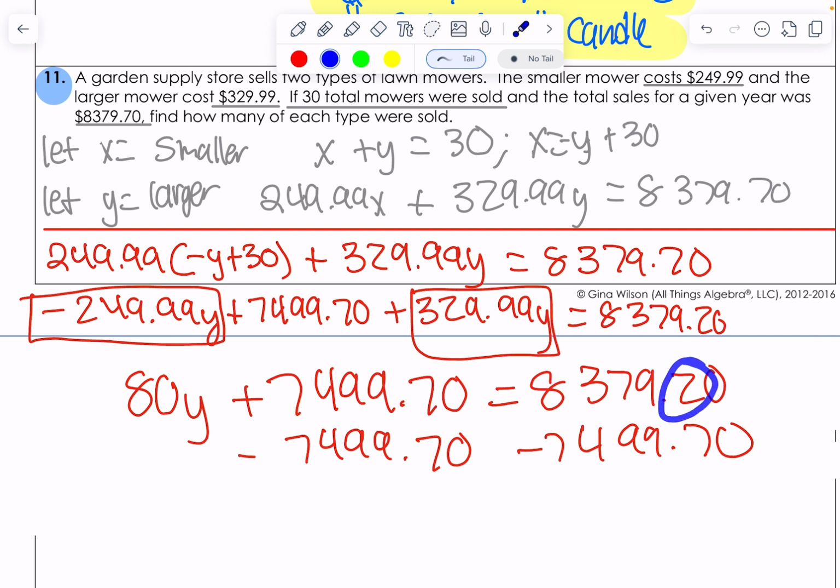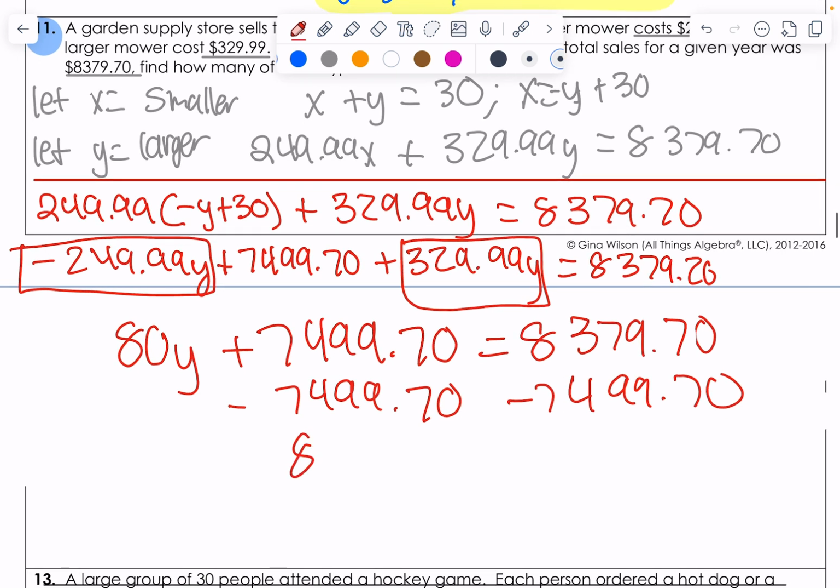Oh no, is this a 20 or a 70? Let's see. That's a 70. I'm glad I caught that. That would have made our entire math problem wrong. Wow. That was clutch. That's going to be a 70. So when I subtract these two, I subtract 8,379.70 from 7,499.70, and I should get 880. So I'm left with 80y is equal to 880.